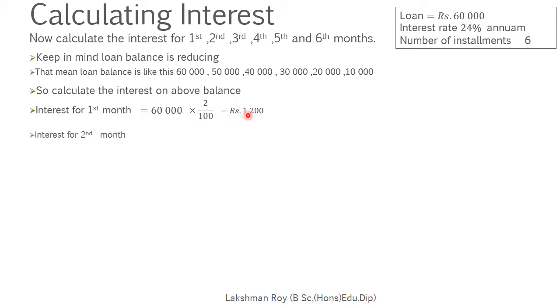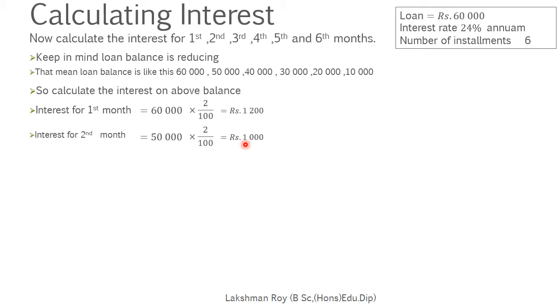Now we'll see how to calculate the interest for the second month. Keep in mind, in the second month the loan balance is 50,000 rupees. On this 50,000 rupees you have to calculate interest. The rate is 2%, so you multiply by 2 over 100. Then you can easily simplify, and you get 1,000 rupees. That is the interest for the second month. Now you can understand: interest for the first month 1,200, interest for the second month 1,000 rupees. Interest also reduced because the balance is reduced.